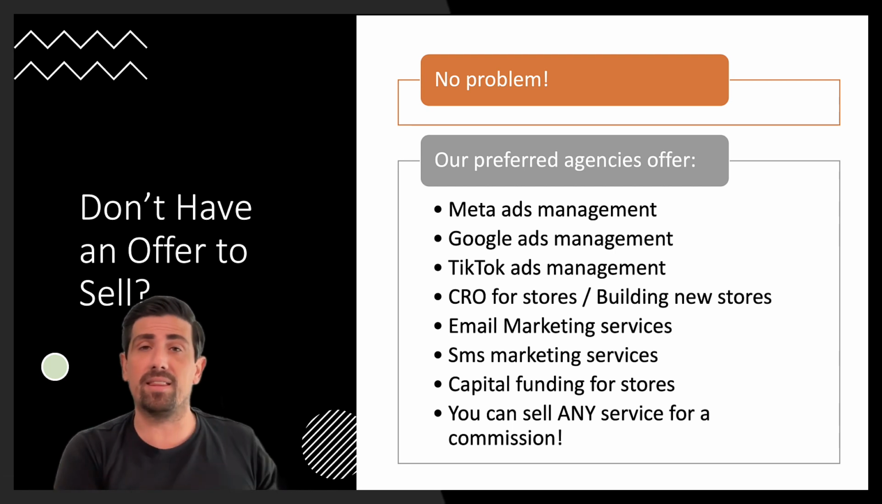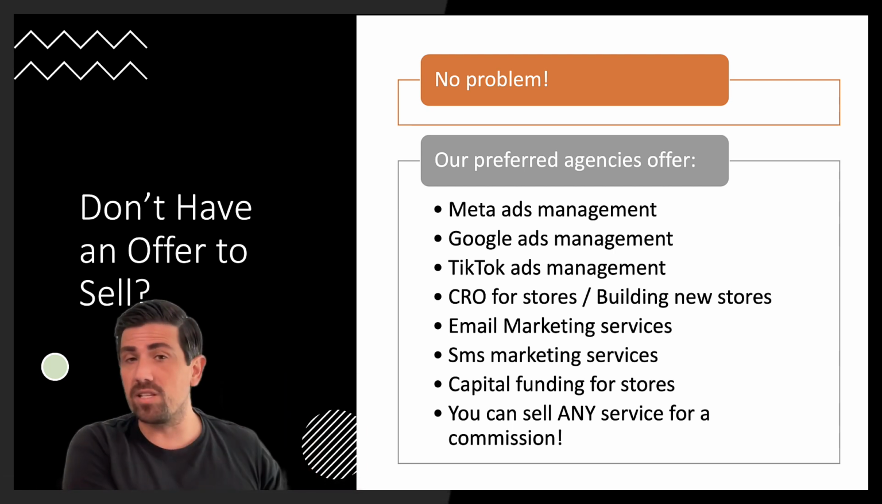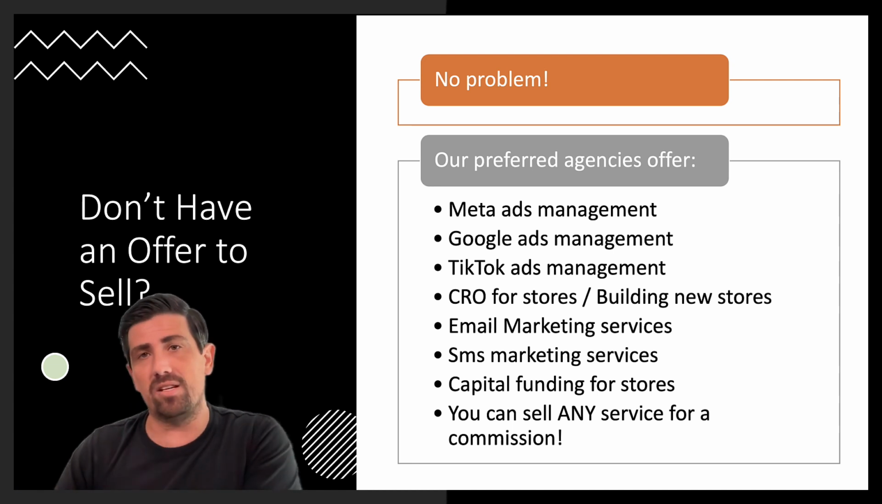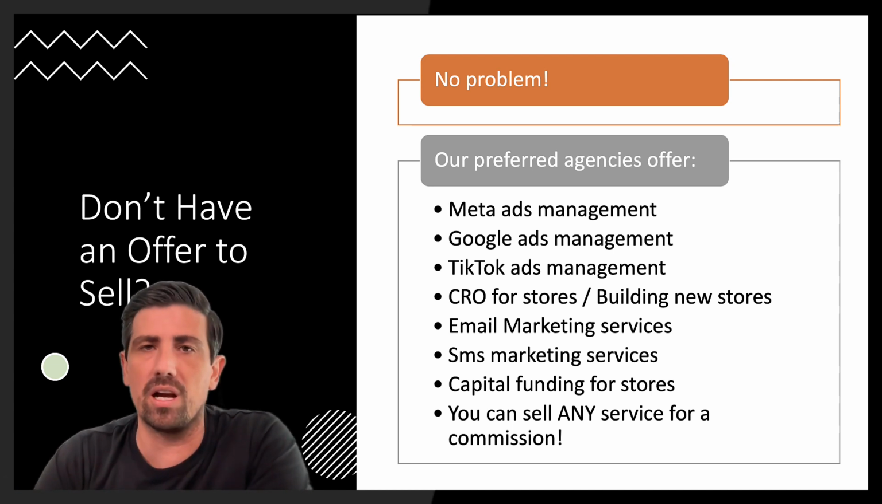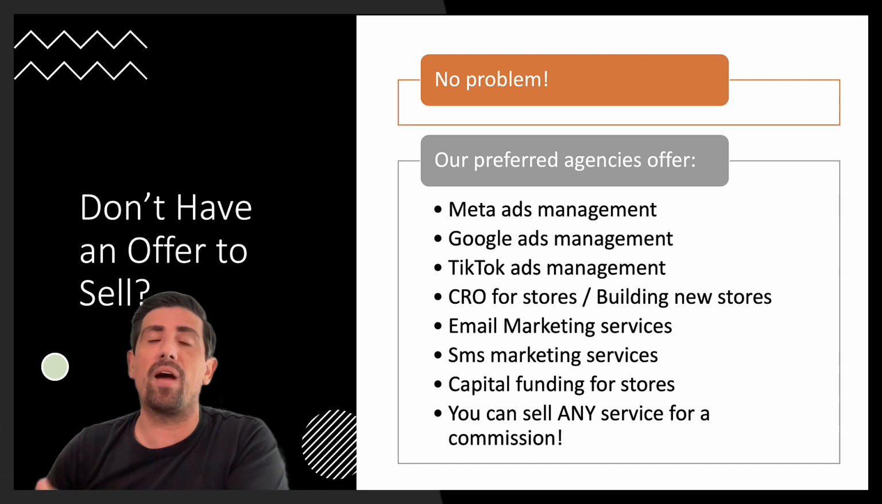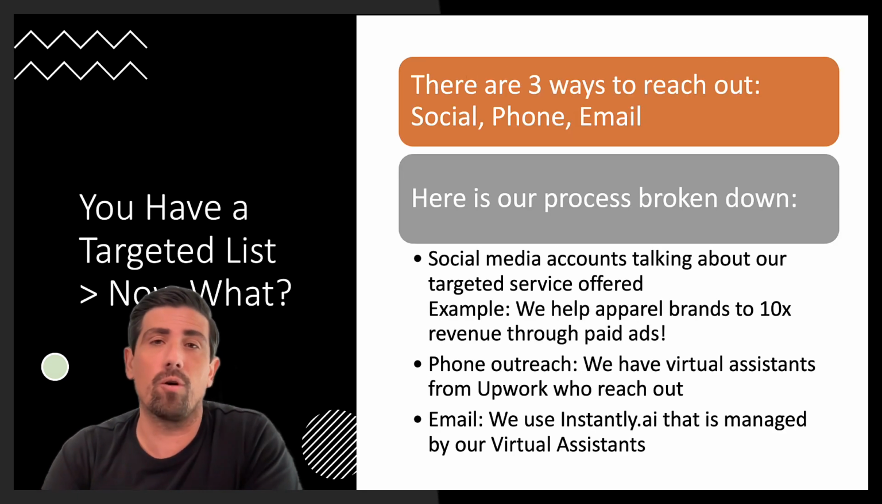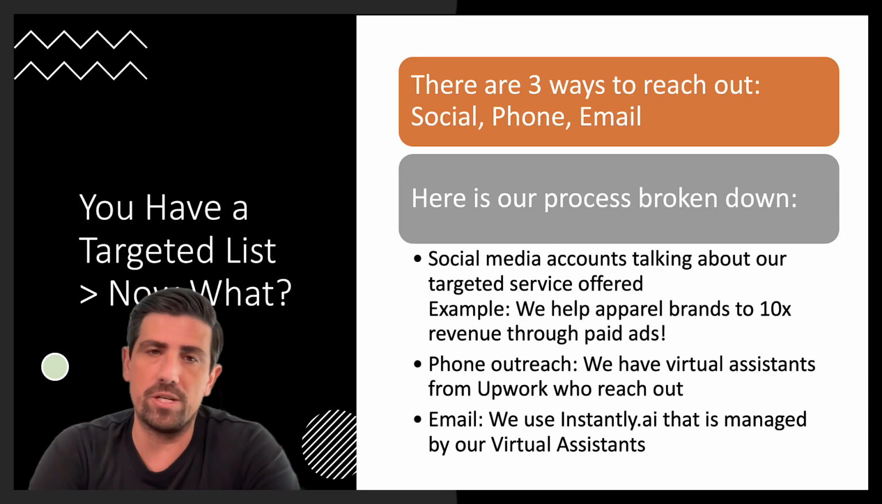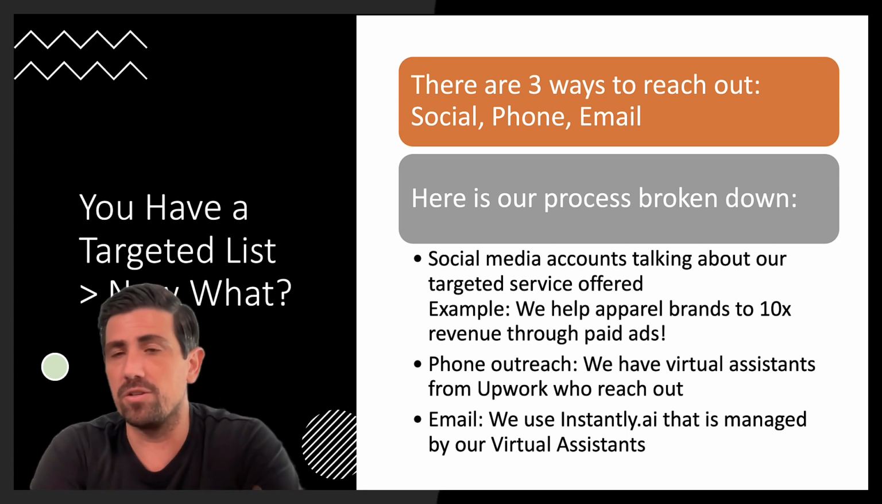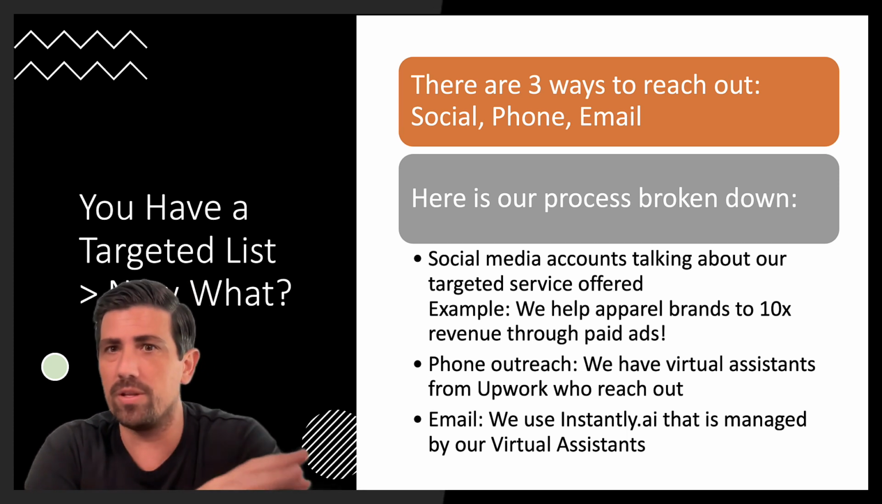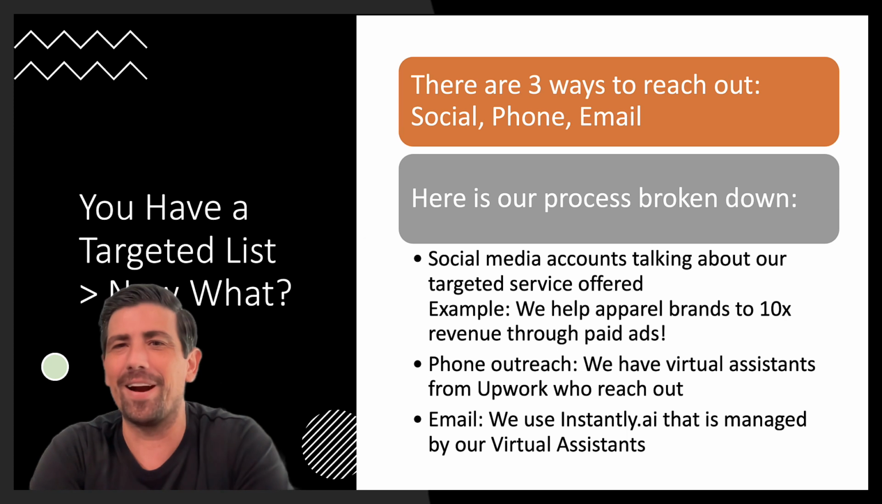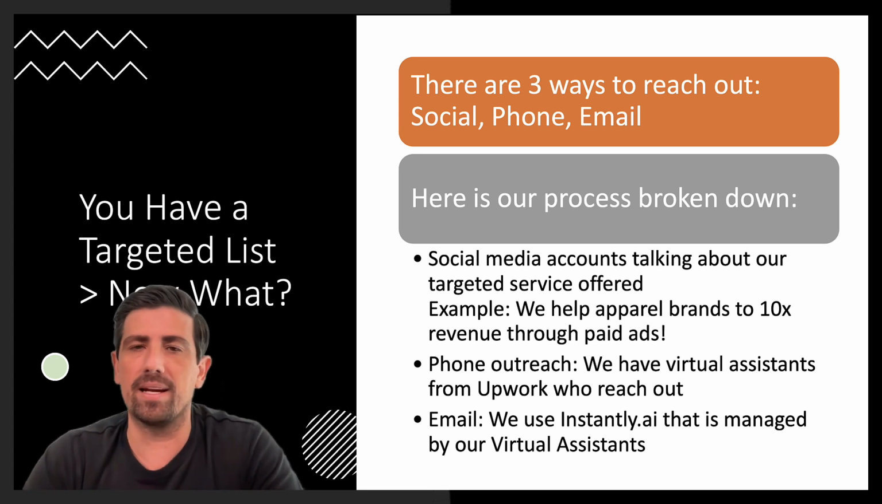So if you don't have anything to sell, or perhaps you sell SEO services and you want to add these services on to your existing customer base, you could make money off of every single one of these just for a referral. So there are 3 ways to reach out. There's social media, there's the telephone, and there's email, right? So here's the process of breaking down each.